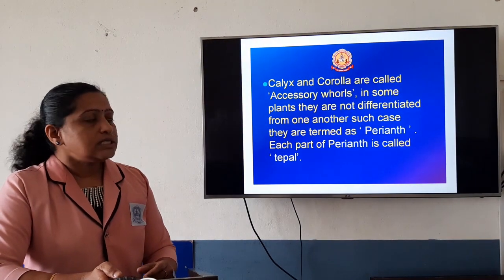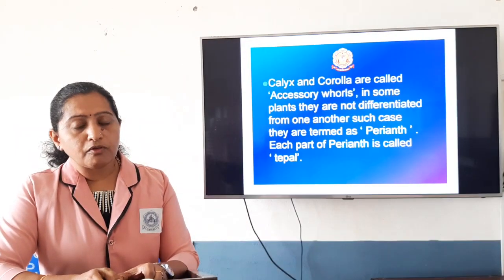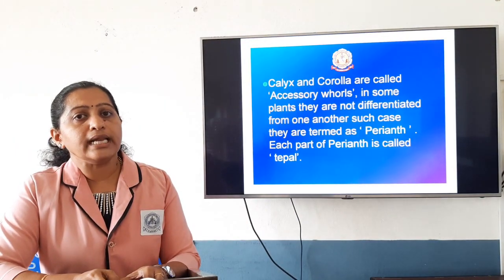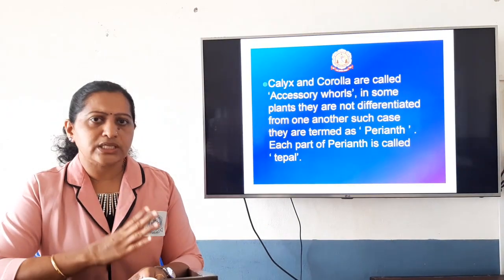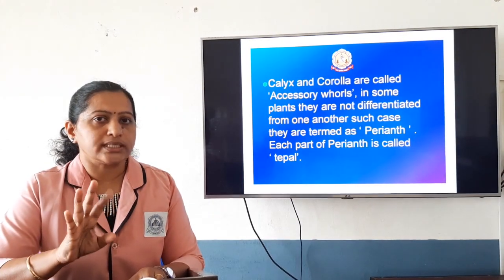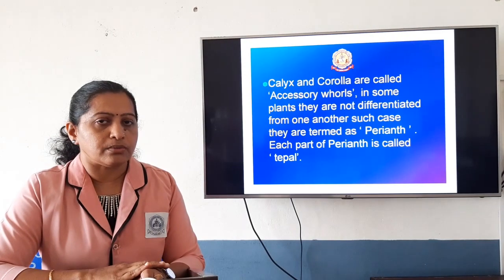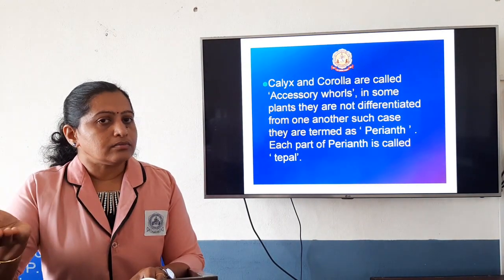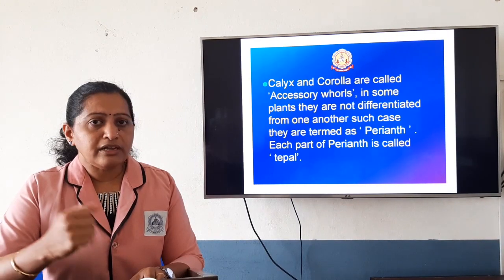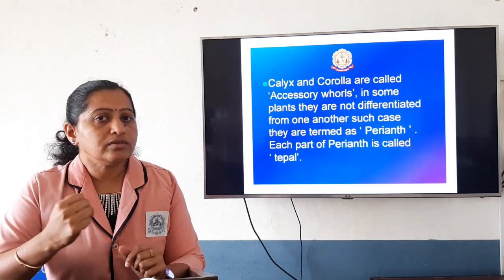Okay? But in certain flowers, for example, flowers of lily, flowers of lily don't have four whorls. Most of the flowers have got four whorls: calyx, corolla, androecium and gynoecium. But there are certain flowers, for example, as I mentioned, the lily flower. Lily flower has got only three whorls.